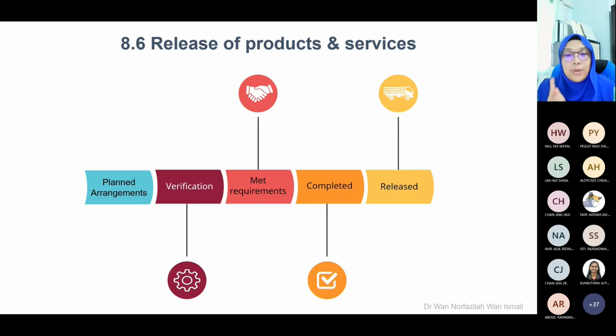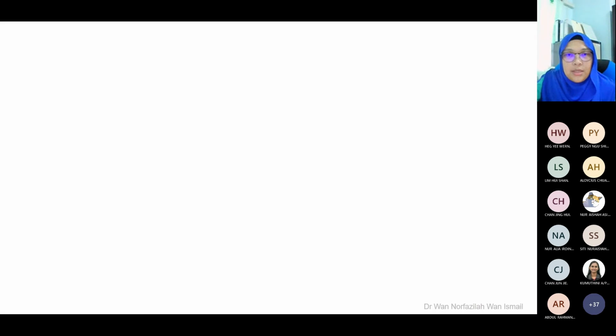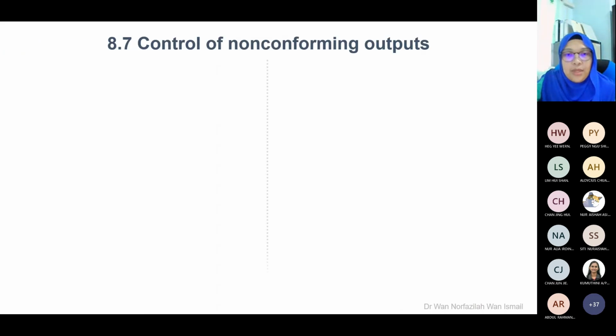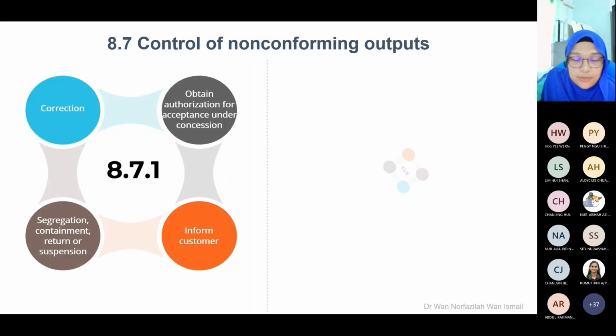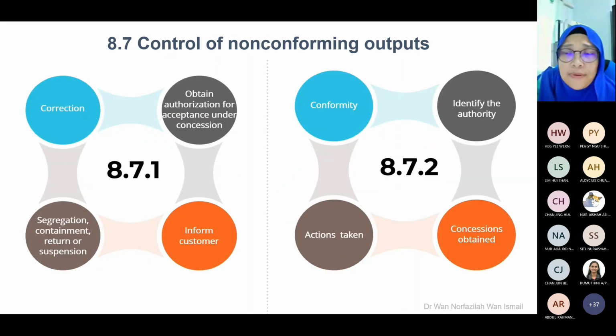And then met requirements. So this one is very general. Met requirements, all the things that I said just now, whether they meet requirements or not. And then next, complete everything: plan arrangement, verification, met requirements, and everything is completed. Now you can release the product or report or services to your customers. So any question on 8.6?